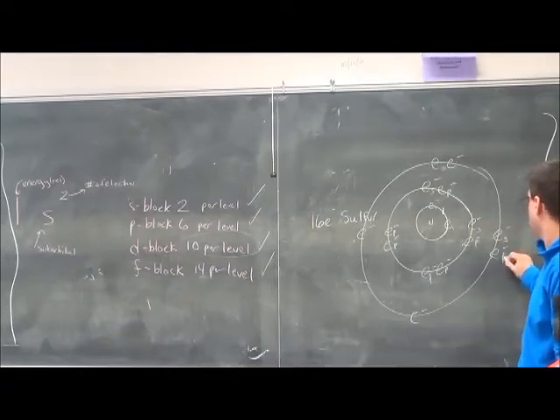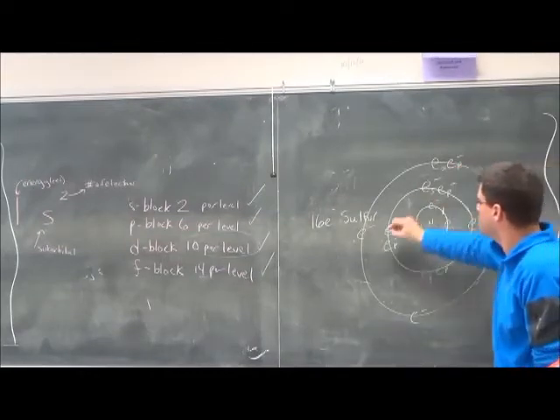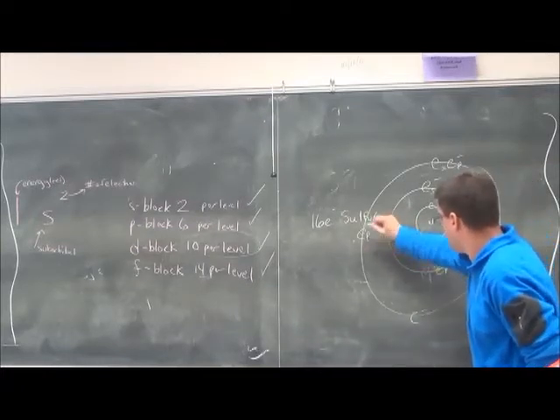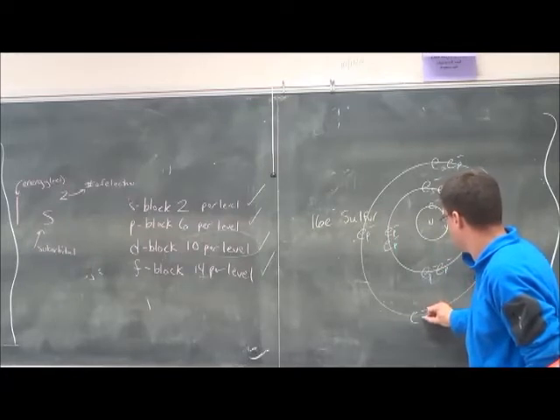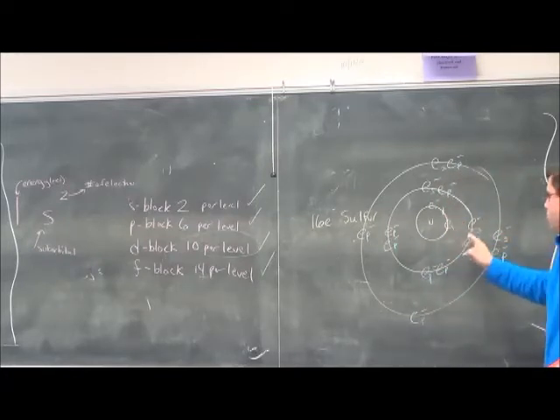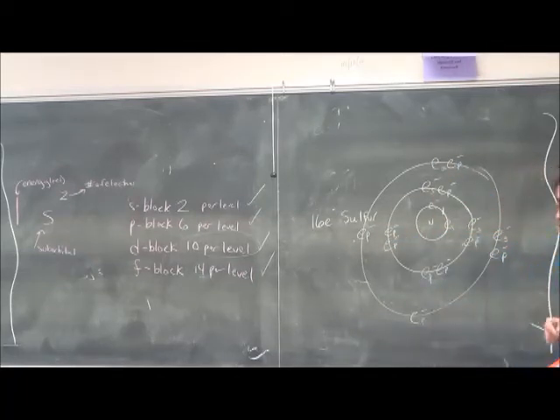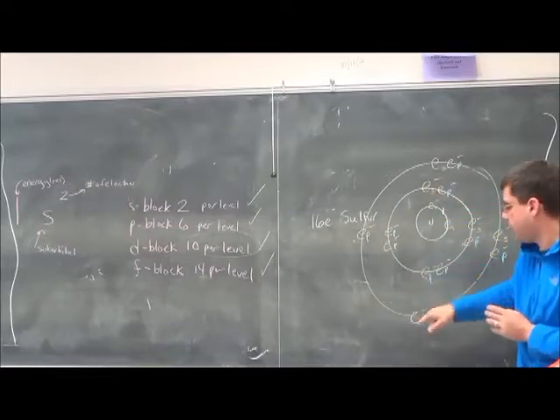1, 2, hold on, 3, 4. So let's count. 2 in the first, 8 in the second. We need 6 more. 1, 2, 3, 4, 5, 6. 16 electrons. Now, with sulfur, sulfur is in group 16. It should have 6 valence electrons. 1, 2, 3, 4, 5, 6.